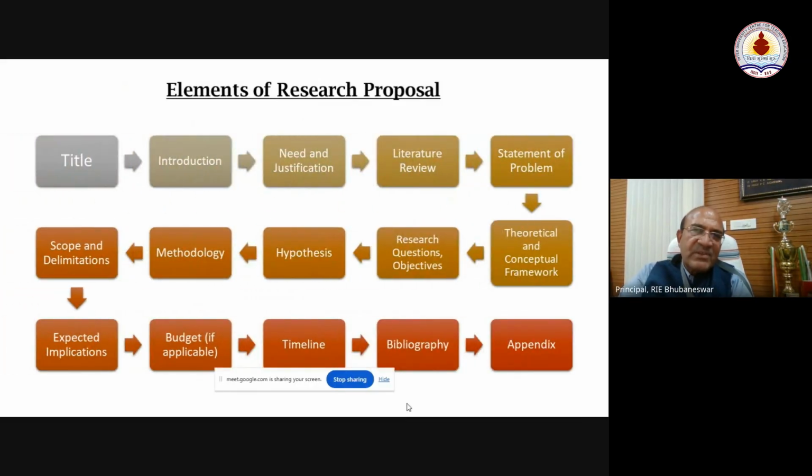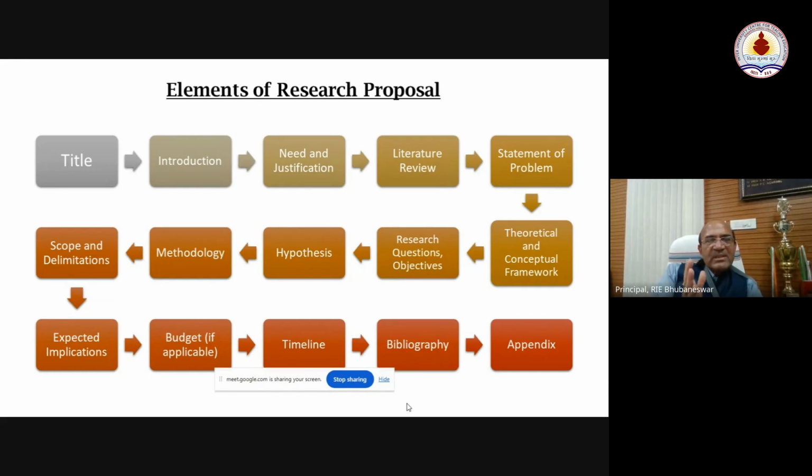So it is clear, what are the elements of a research proposal? Title should be very, very clear, precise, and self-explanatory. Suppose I'm doing any research for 12th class, then even geographical location as far as possible, school stage, these should be reflected in the title, along with variables. Then introduction, right? Introduction means background of this research proposal. Then its need and justification, that is very, very important.